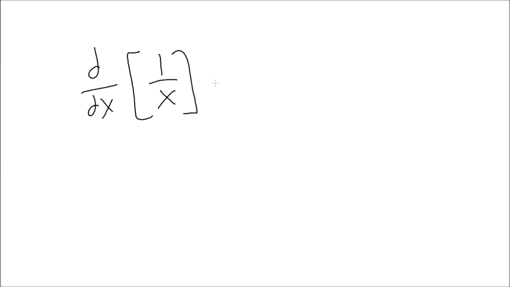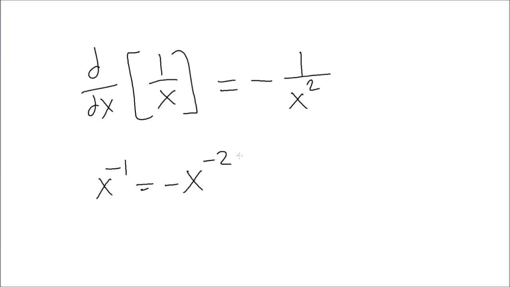The derivative of this is negative, because the sign alternates. The reason the sign alternates is that if you write this in exponent form, it has a negative exponent. It becomes x squared because when you differentiate, the power is negative and you subtract 1 again. So the derivative of 1 over x is negative 1 over x squared.